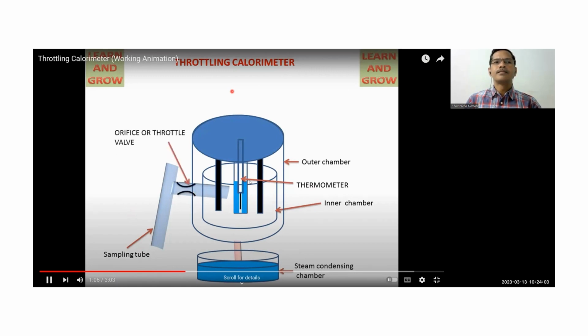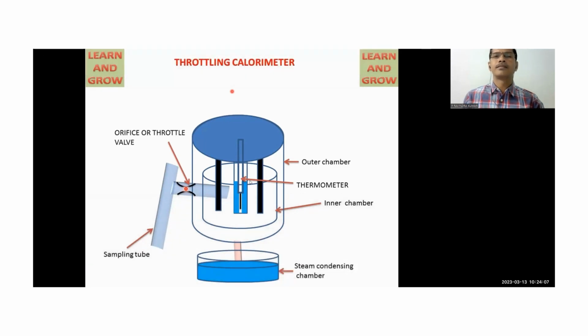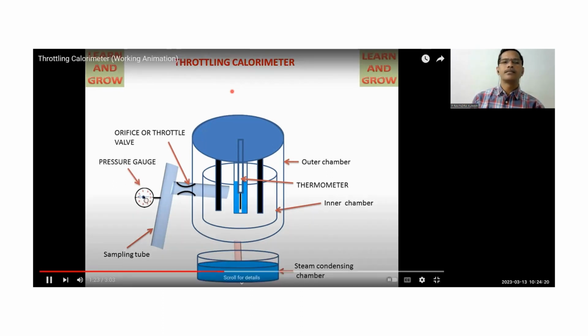This is the throttle valve or orifice from which steam will be throttled and passed to the inner chamber of the throttling calorimeter. This is the pressure gauge for measuring the pressure of the steam before going to the throttle valve. Now we see the working of the throttling calorimeter.